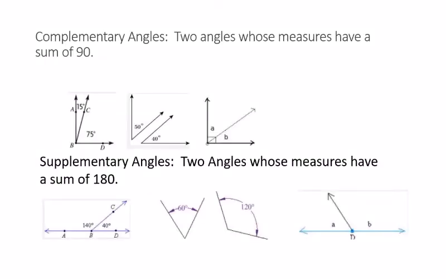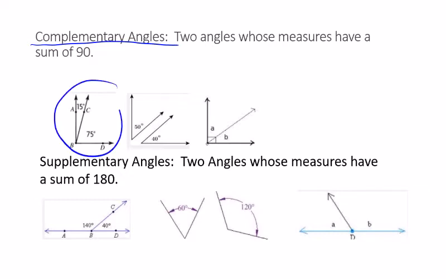Right, next we have complementary and supplementary angles. I think we've talked about these before, but complementary angles are two angles whose measures have a sum of 90 degrees. So the angles add up to 90 degrees, right? And there's two of them, so it's always a pair.